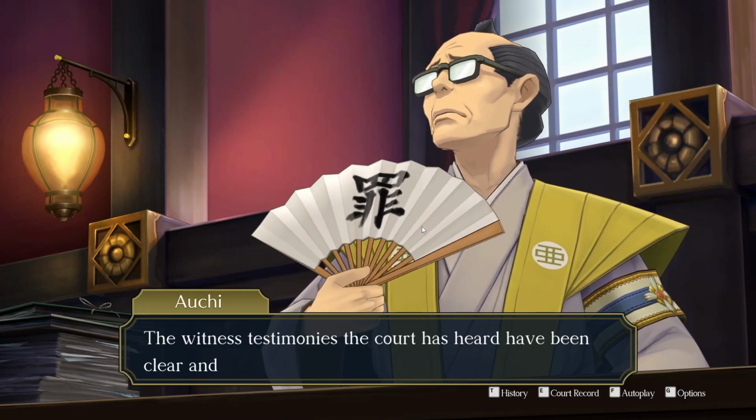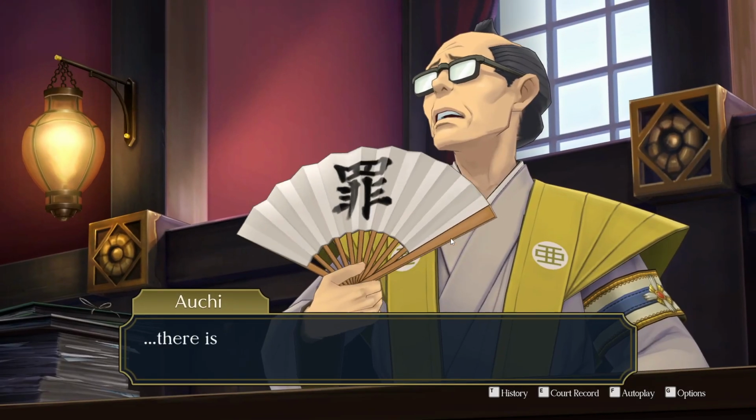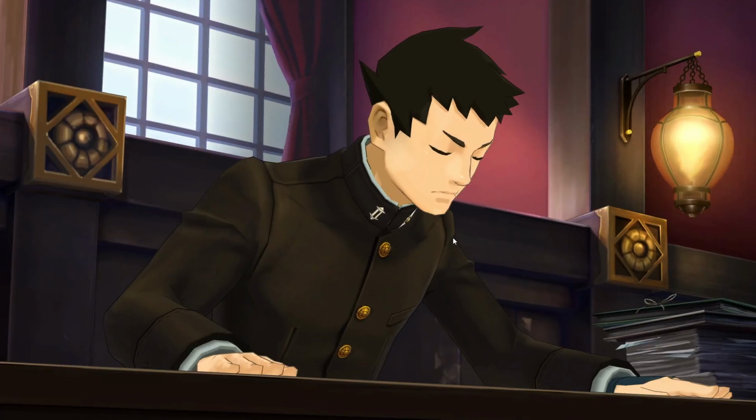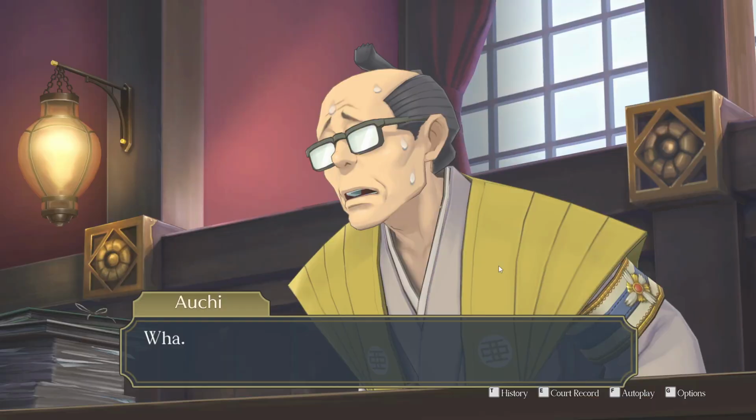The witness testimonies the court has heard have been clear and concise. This medical report card has no bearing on the matter at all, for the simple reason that there is no one else besides this pale-faced pupil who could have... This medical report card has nothing to do with the case? Do you really believe that?